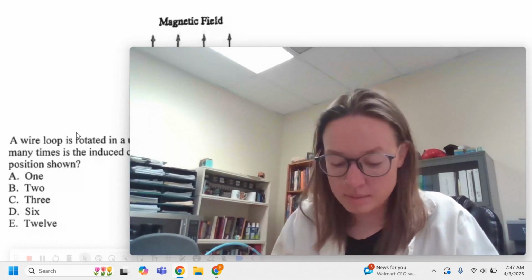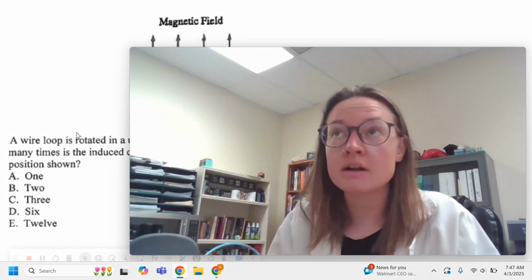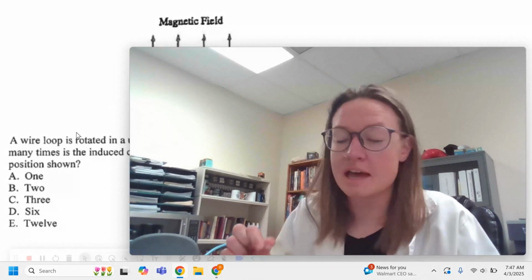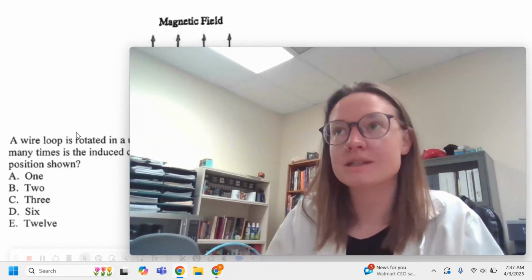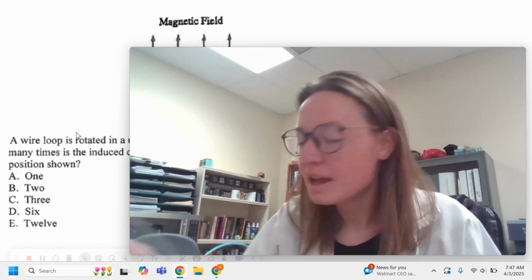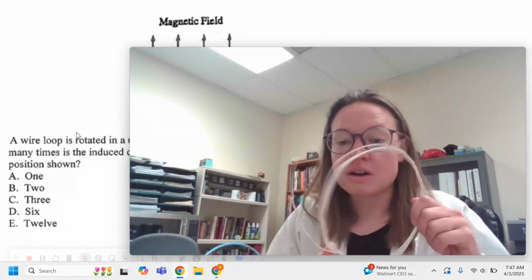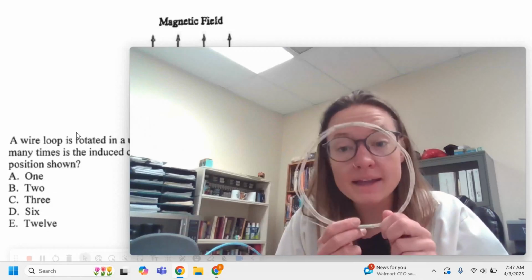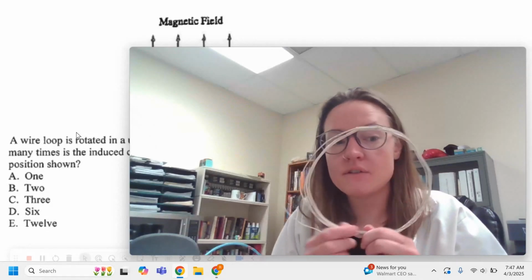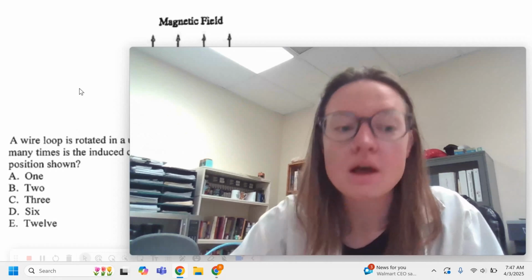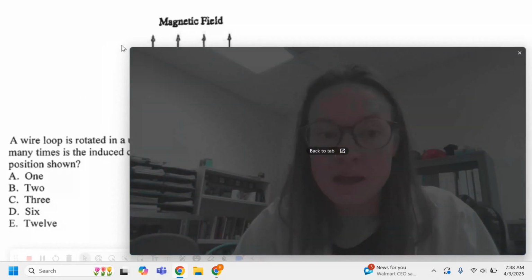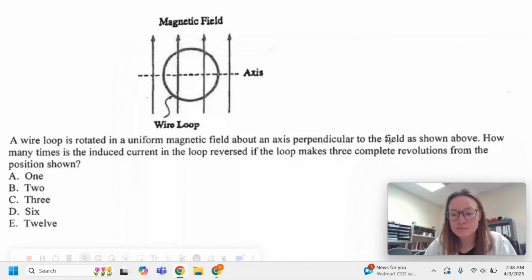Tricky problem. We will actually take a greater look at this problem in more depth when we get to generators and transformers and motors next video. But here's what you should see: the current changes directions twice per rotation. So for 3 rotations, that means that the current changes directions a total of 6 times. And so the correct answer for this problem is 6.